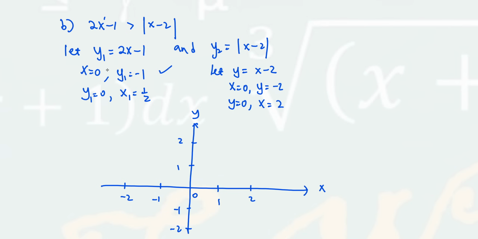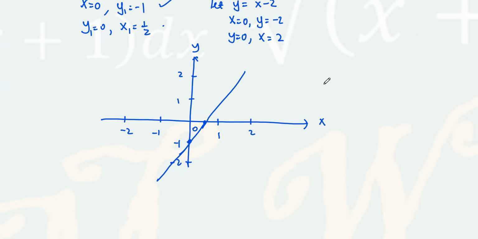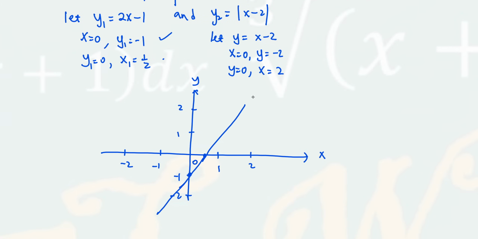Okay, so for the first graph, 0 minus 1. So this is a point. And then half 0. So here is half. So join these 2 points using a straight line. Okay, so this is a straight line. And this is my y equals to 2x minus 1.